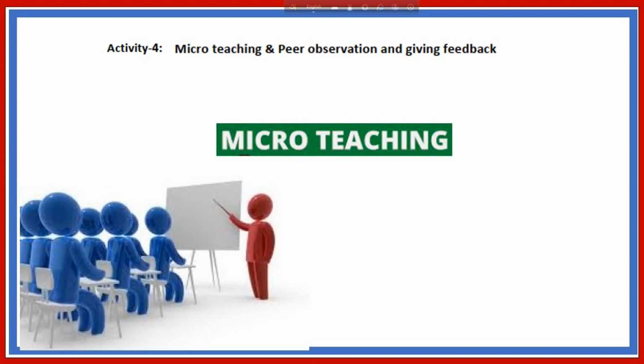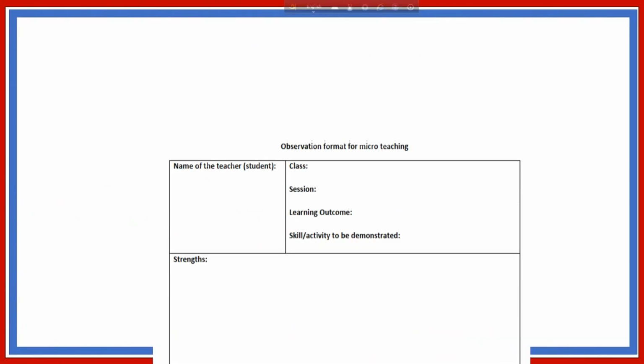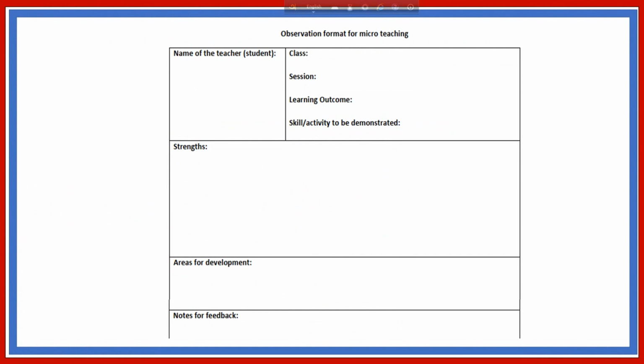And here peer observation is also needed, and 4 or 5 participants observe the lesson. Here is also an observing checklist, and according to the checklist they observe the lesson and write down some activities, and also areas of development, that is the feedback session. At first we need to know about the checklist. Observation format for micro teaching: name of the teacher, class, session, learning outcome, skill, activity to be demonstrated.